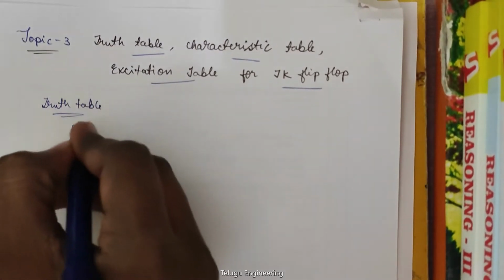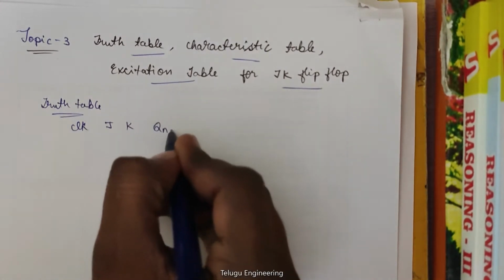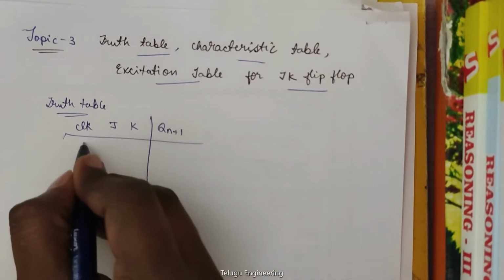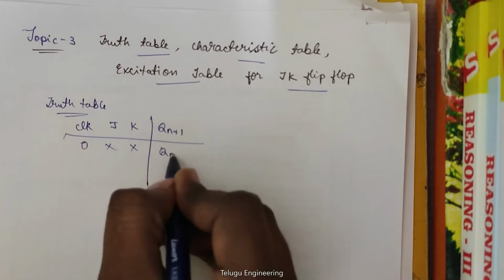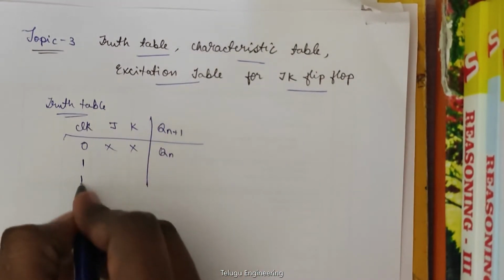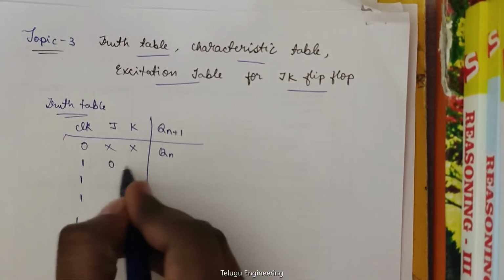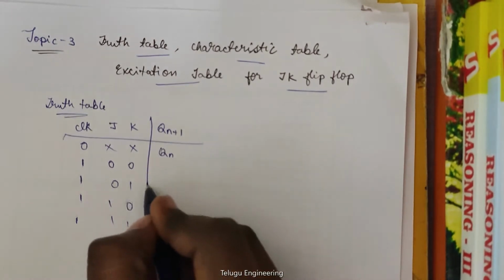So obviously when you apply a clock, the inputs will be J and K and the output will be the next state, that is Qn plus 1. So initially when the clock is 0, whatever the JK, the output will be Qn, that is a present state or a previous state. Next, when you apply the clock as 1, there are 4 different outcomes we will be getting, that is 0 0, 0 1, 1 0, 1 1.